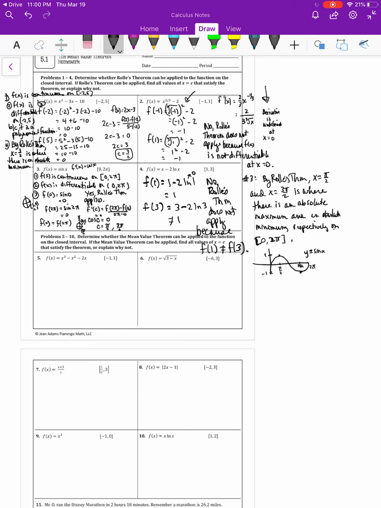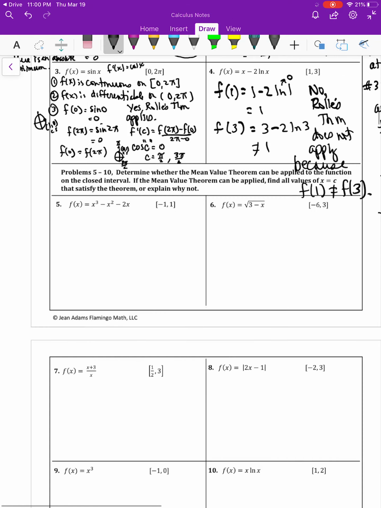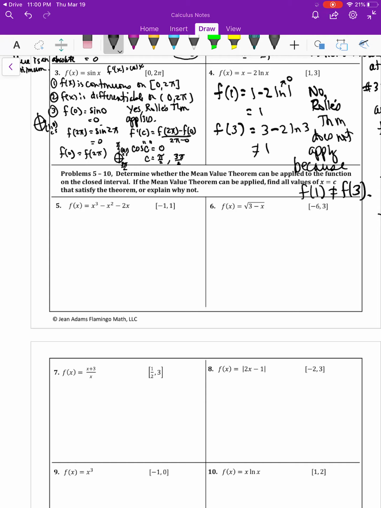Okay, number 5 is where they start doing mean value theorem. And the mean value theorem is very similar to Rolle's theorem. It's just that the f of a doesn't have to equal f of b. But you are still looking for where the derivative is the same as the slope of the secant.